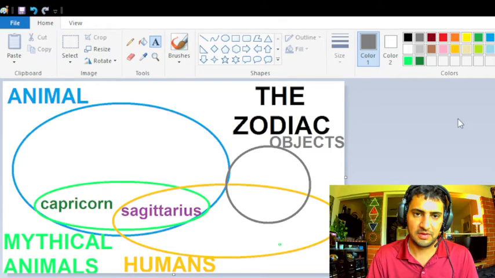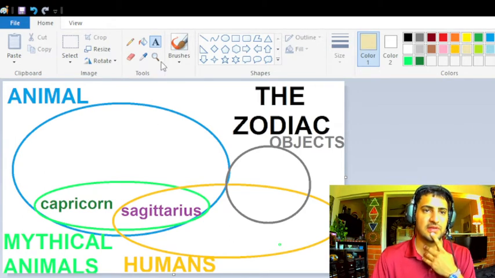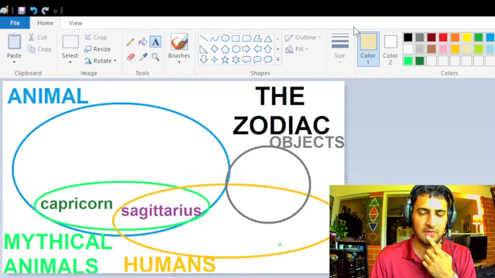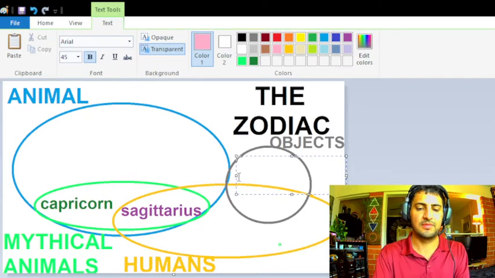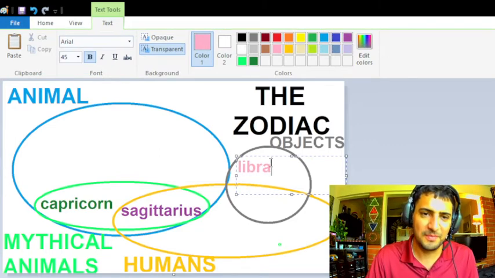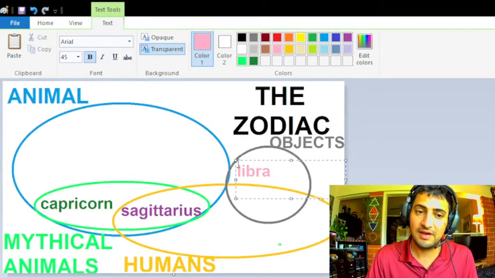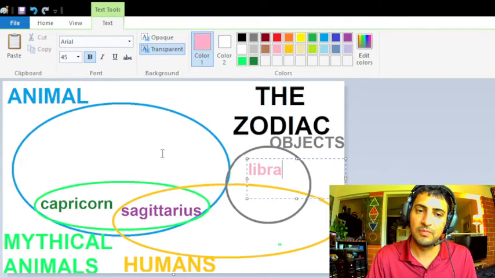Let me put it on here as I'm talking, if I can multitask. I want to make Libra like a really light color, or maybe like a pink. I'm gonna make Libra pink. Okay, back to what I was saying.